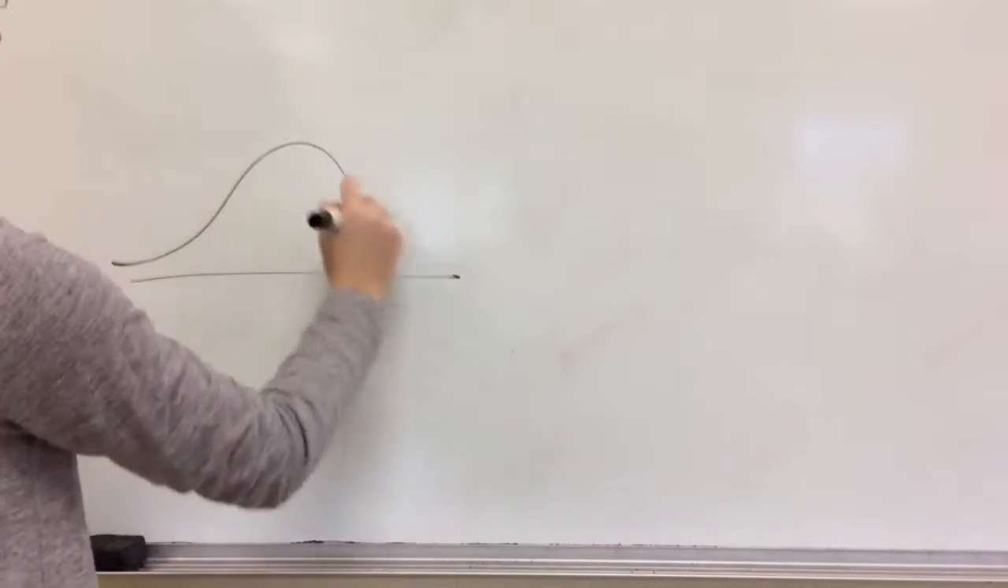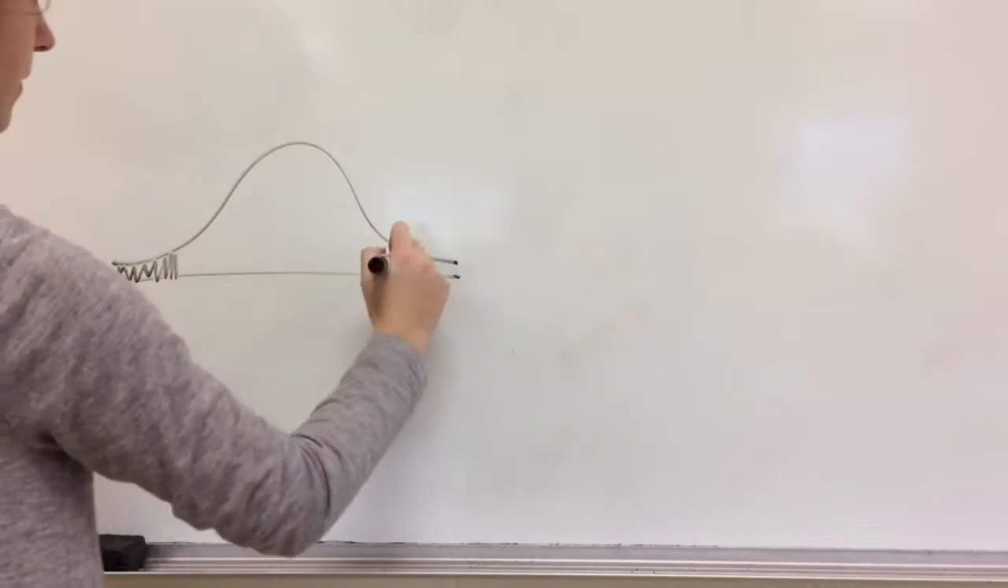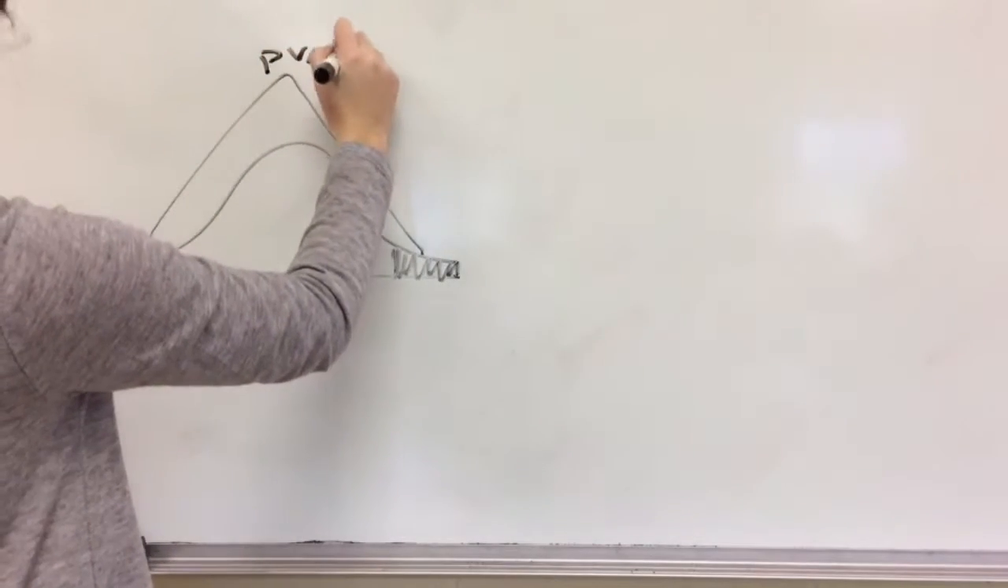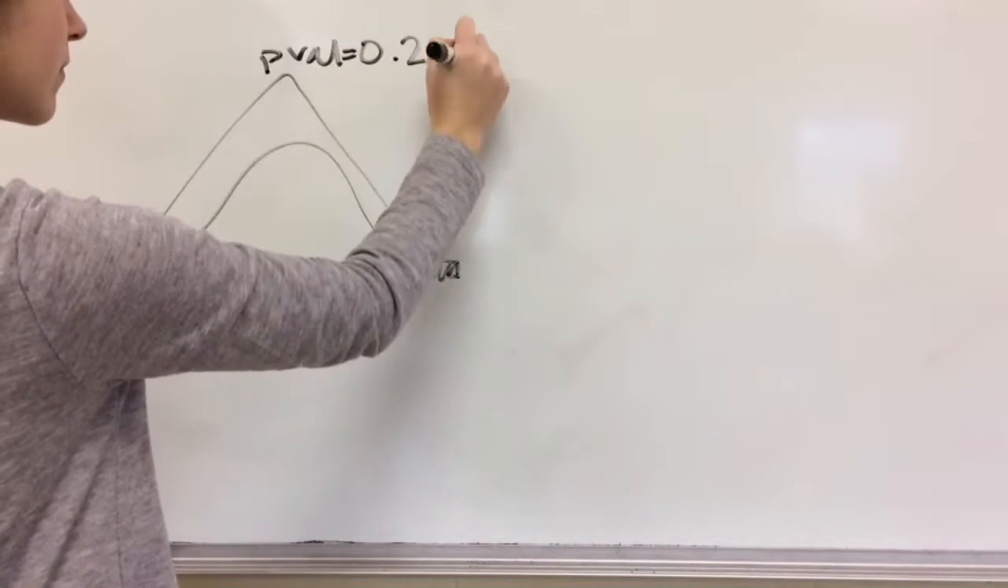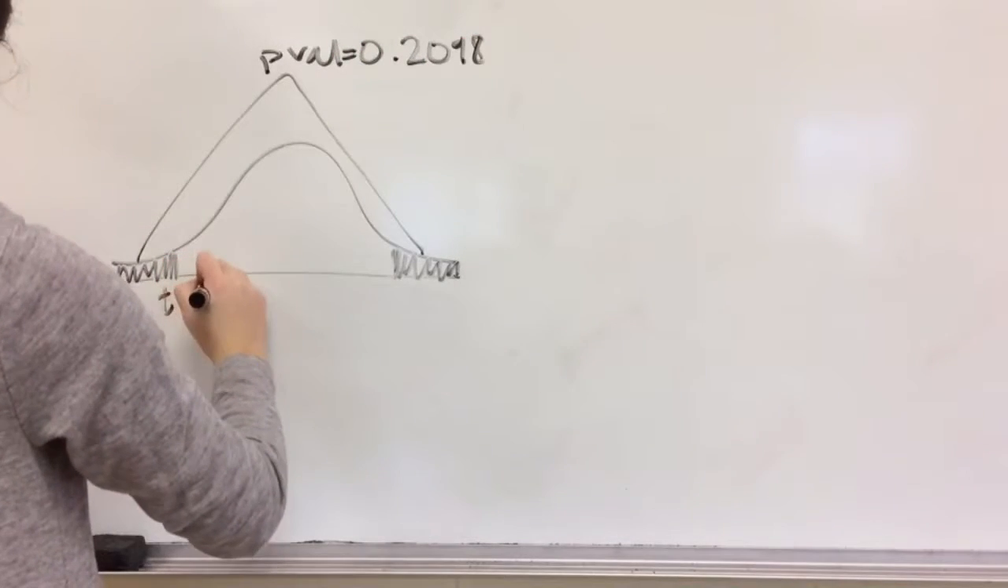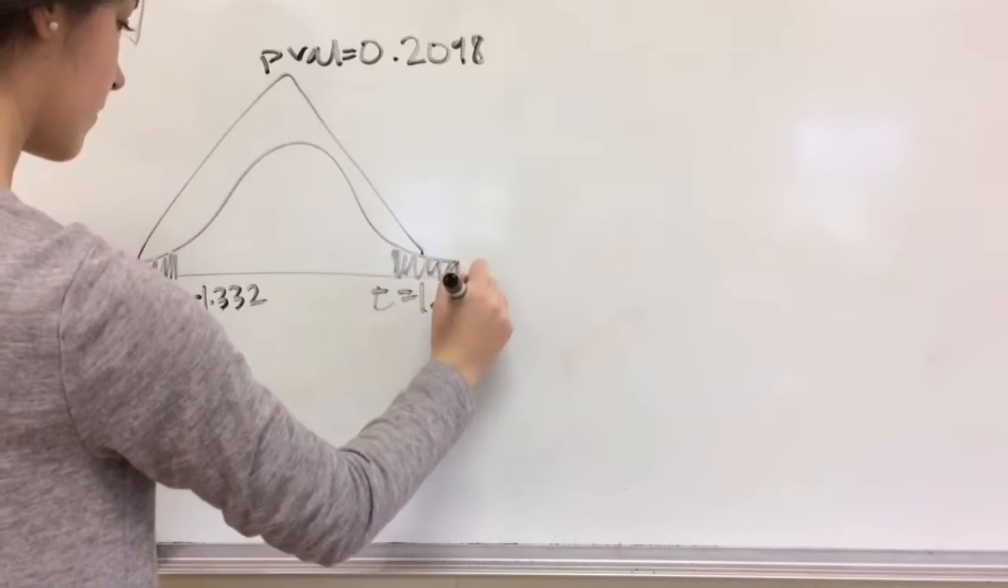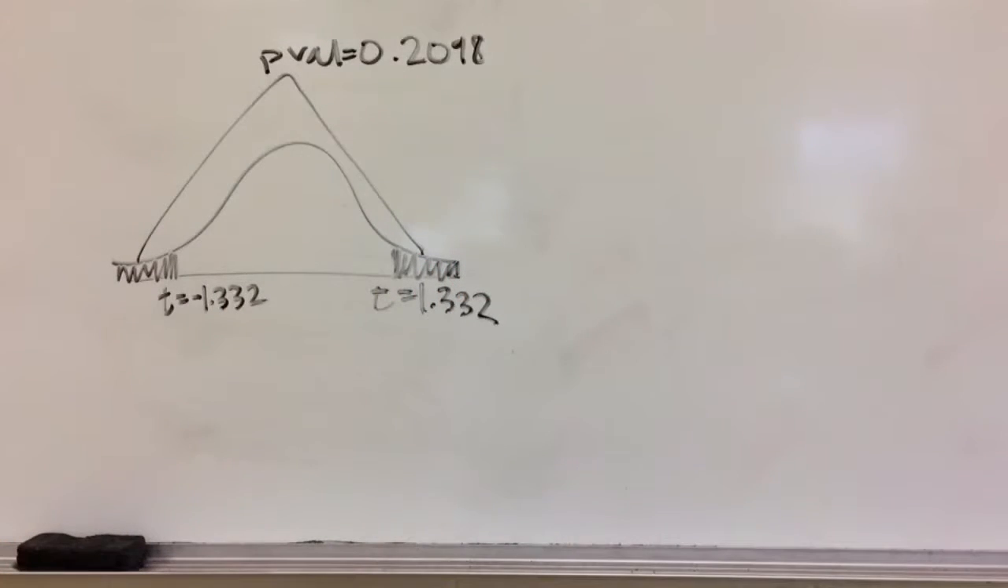So now we're going to draw our approximately normal distribution, and it's a two-tailed test, so we're going to shade both sides at t equals negative 1.332 and t equals positive 1.332. So the p-value of this area is 0.2098, so we're going to draw an arrow to both sides and write the p-value.